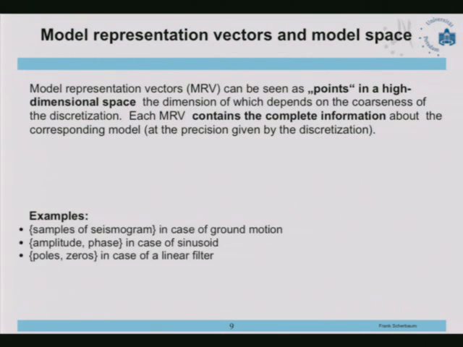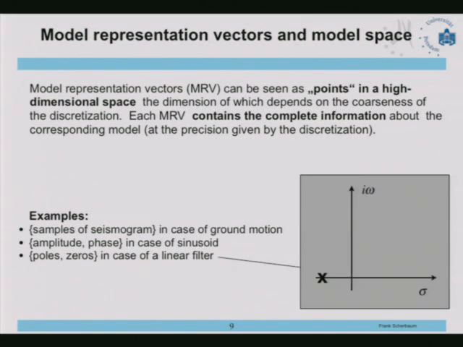We have long gotten used to accept that discretized vectors represent complete information about continuous processes. For example, when we listen to digitized music or when we work with digital seismograms. And sometimes these representations are even more efficient than the continuous representation. For example, when we represent a continuous sinusoid just by its amplitude and phase, or when we represent a linear filter by its poles and zeros, as it's done here.